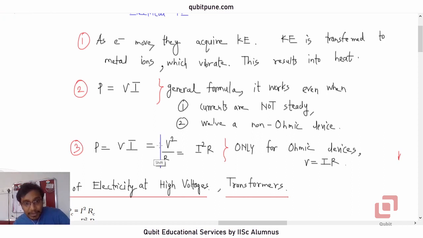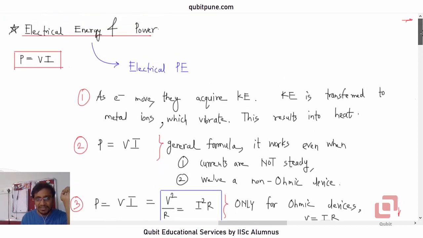The V squared by R or I squared R expression for electrical power is going to work only when you have an ohmic device like a resistor. Whereas if you have an inductor, a diode, a capacitor, let's say a solar cell, anything of that sort, then we have to use the original formula P is equal to VI, and it's not very difficult to see this.